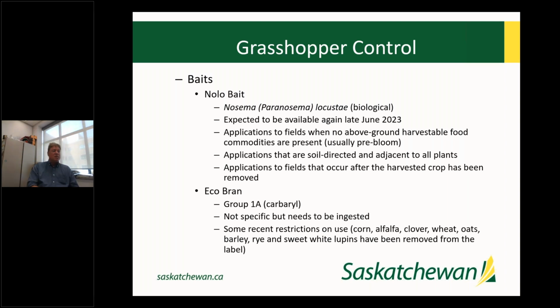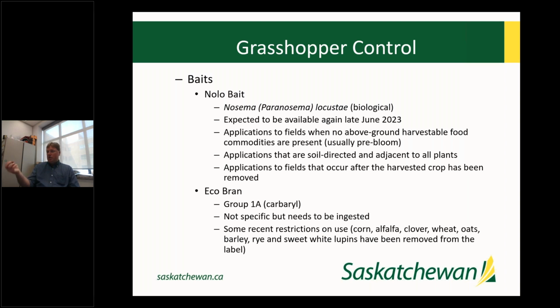EcoBrand is another product. This is a group 1A, or carbaryl. Another very old chemistry, not specific, but it needs to be ingested. So PMRA has actually limited the uses of this one. There are some recent restrictions, so corn, alfalfa, clover, wheat, oats, barley, rye, and sweet white lupins have been removed from the label. So there are still applications where you can use this.